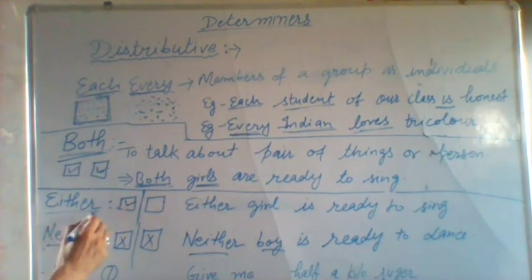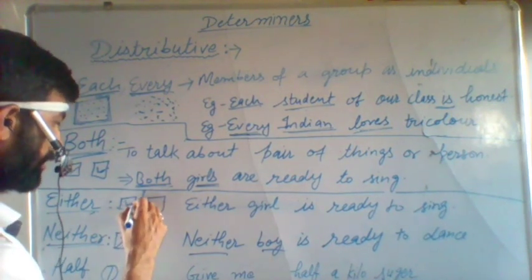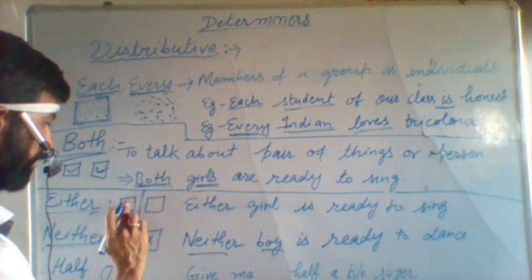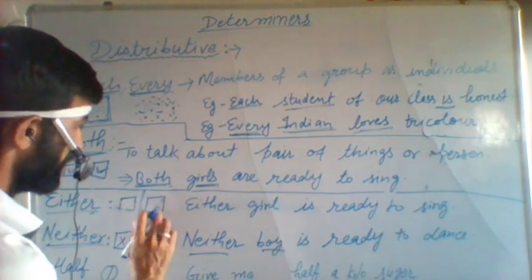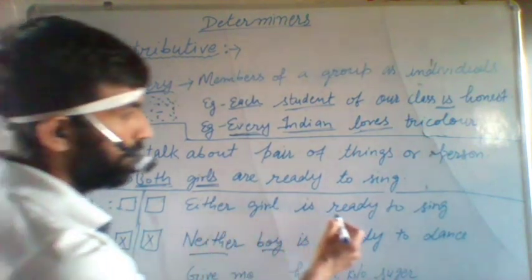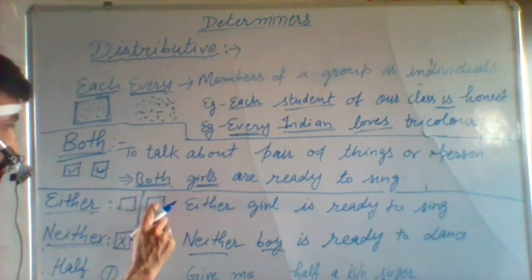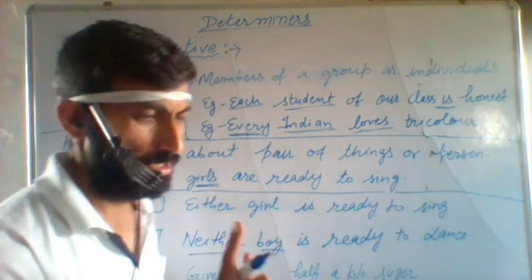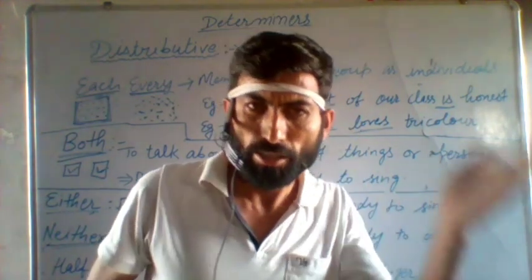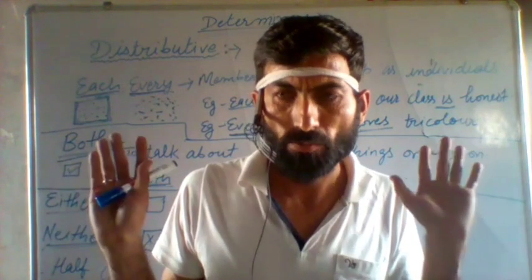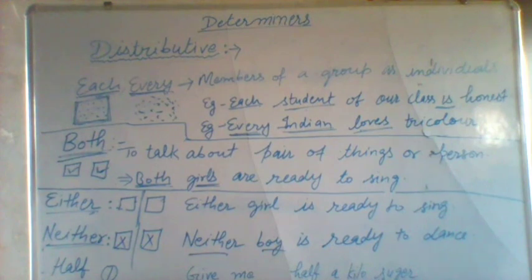Next is either and neither. Either means you have two options. You can take this one or you can take this one, but you can choose only one. Suppose I am asking the choice: either girl is ready to sing. Either means any one of them is ready, either this one or that one, not both, only one. You can walk on either side of the road, this side or this side. Only one choice, my dear, any one of them is your choice.